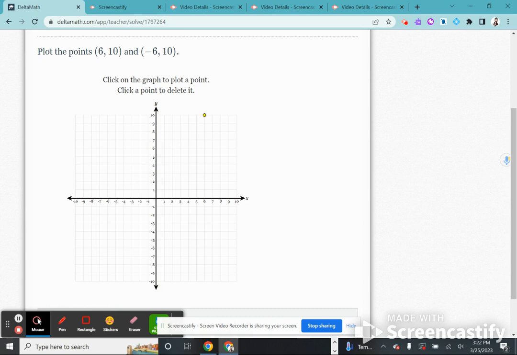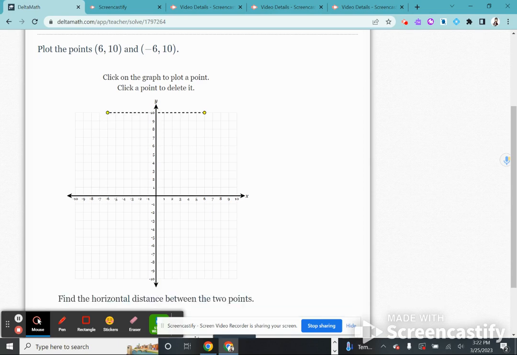Our second point is negative 6, 10. So since it's a negative x, we go to the left across to 6, and the y value is 10, so we go up, because it's positive, to negative 6, 10.